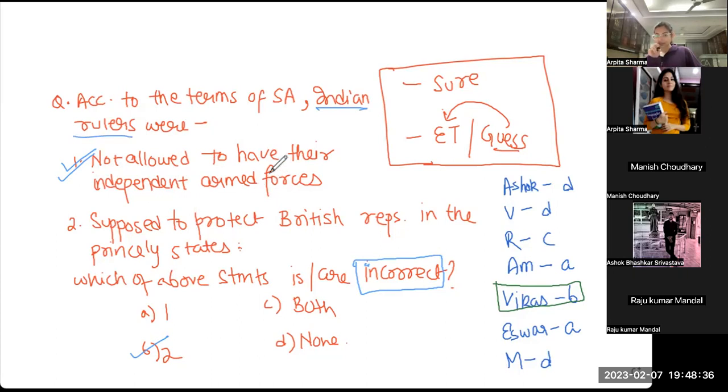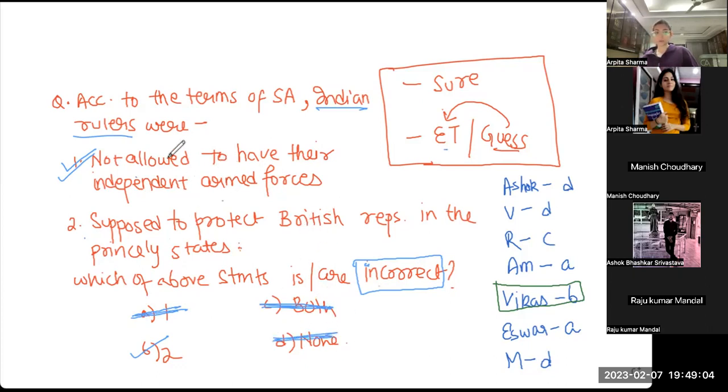A is correct. So if you don't know about statement 2, still you can apply the intelligent guess elimination technique. You will eliminate option A and option C. Why? Because they are asking which statement is incorrect. The first statement is correct, so A will be eliminated and C will be eliminated. Now they are saying which of the above statements are incorrect, but statement 1 is correct. So D will be eliminated.